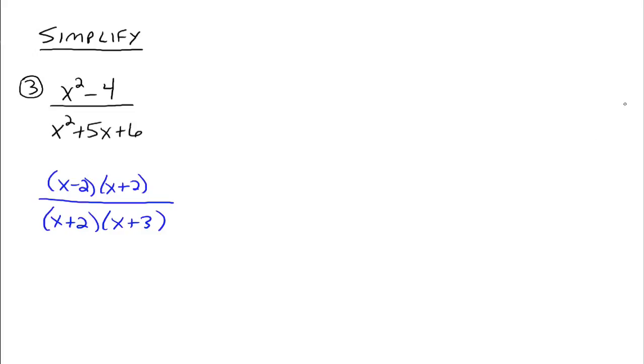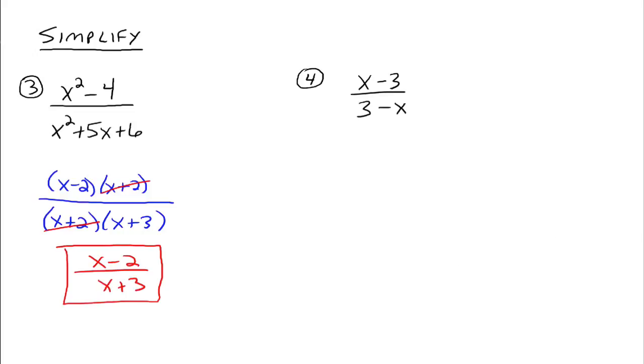Everybody see that? And then we look to see, are there any factors that are common to both the numerator and the denominator? And we can see that x plus 2 is. Those two things divide out to 1, leaving behind x minus 2 divided by x plus 3. All right, everybody see that? Okay, let's do one more.